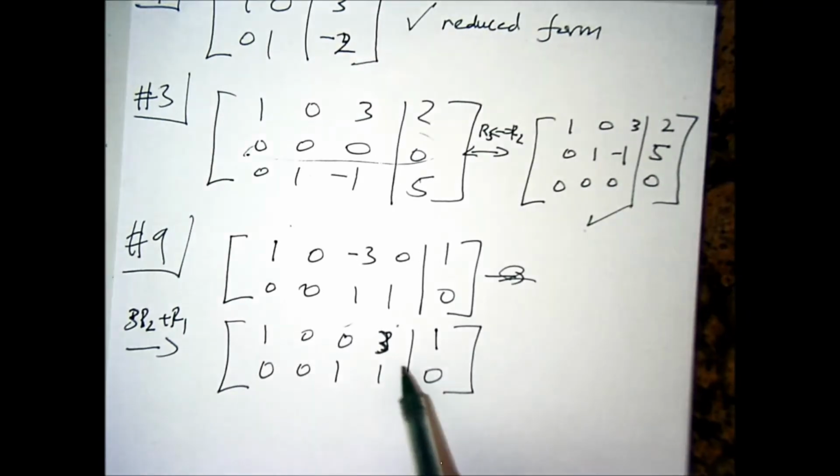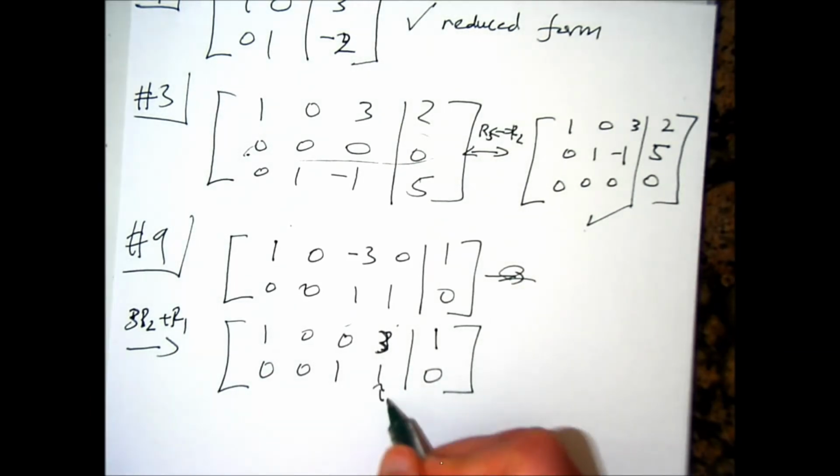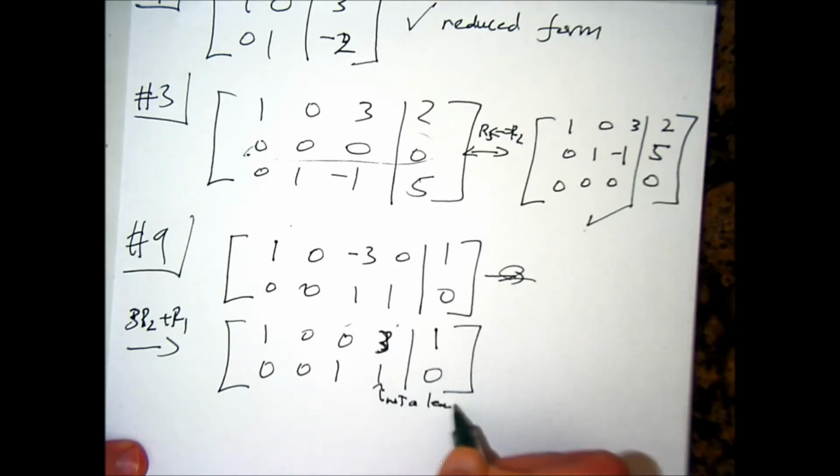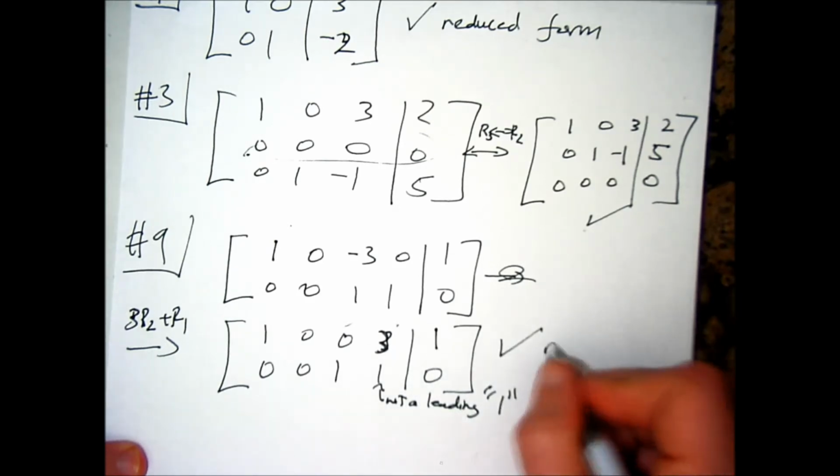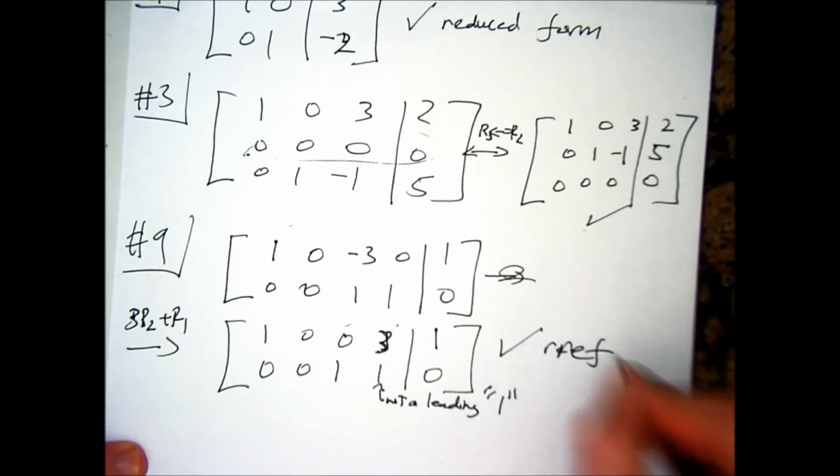Might be tempting to say it's still not in reduced row echelon form because of this, but this is not a leading 1. So this is checked. This is reduced row echelon form, or again, the book calls it reduced form.